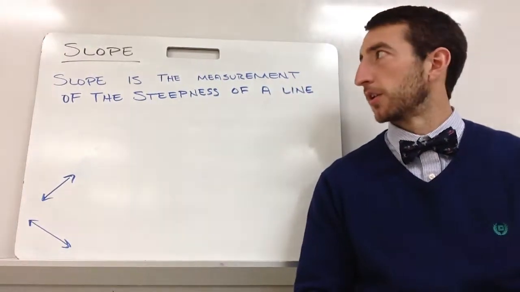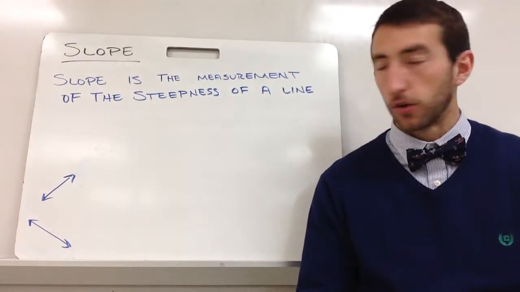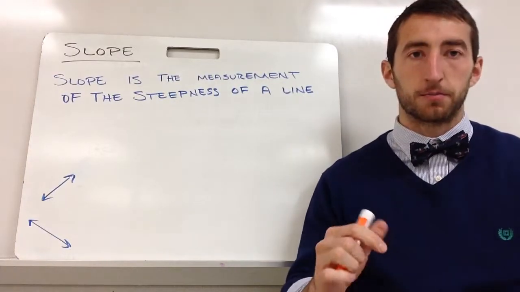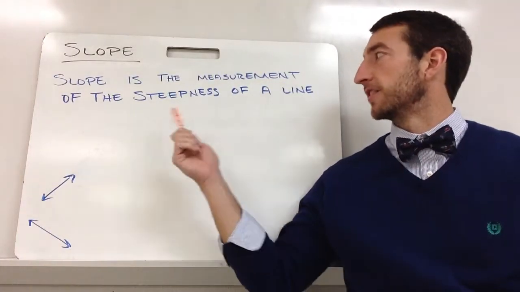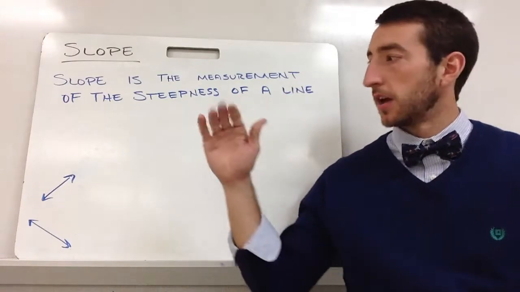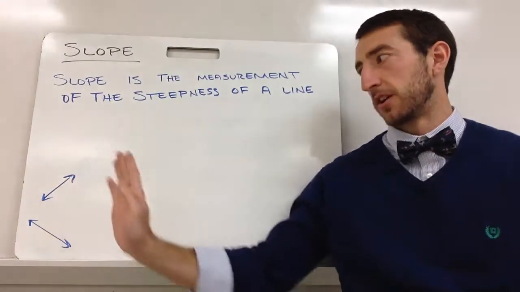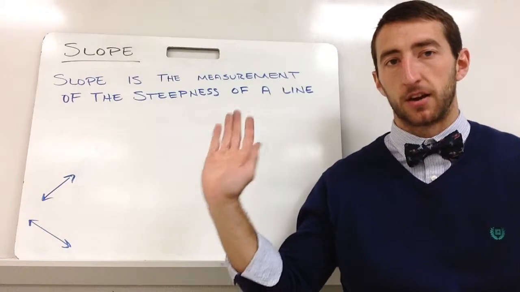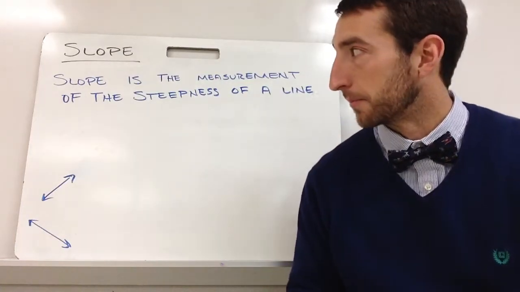Hey class, today what we're going to do is talk about slope. So to start with, slope is just the measurement of the steepness of a line. So we've got some lines and we're going to measure how steep they are, so how fast they go up versus how slow they go up.